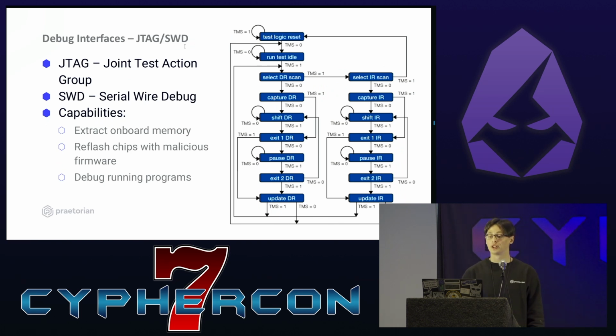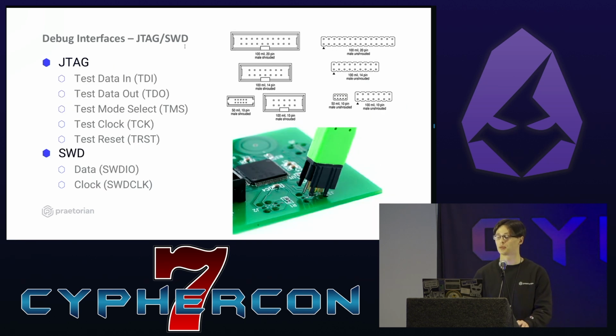Another thing you'll come across is debug interfaces. So what you'll see here frequently is JTAG and SWD. SWD is basically like a two-wire variant of JTAG, and I've got this whole crazy JTAG state machine here, but luckily for us, until you're doing some pretty specialized exploration, we don't really care how that works. We just care how do we hook up to it and how do we talk to it. And once we are talking to it, we can extract onboard memory, reflash it with maybe malicious firmware, and do active hardware debugging of any running program. So we can glean a lot of information from the systems this way.